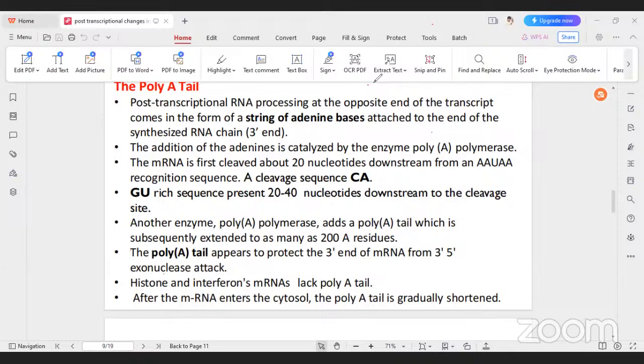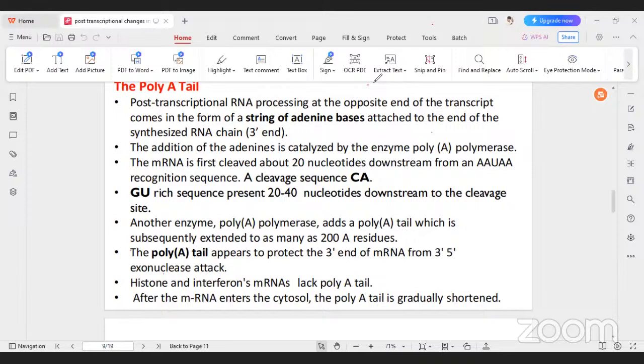What are the post-transcriptional changes? Three changes. First one, 5-methyl guanine cap. Second one is polyadenine. Yes, sir. What is the third one? Removal of introns, splicing. Yes, sir. Now the 5-methyl guanine cap is completed, second, polyadenine is also completed. Now only one remains, that is splicing.